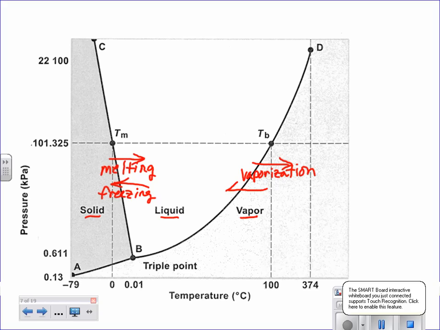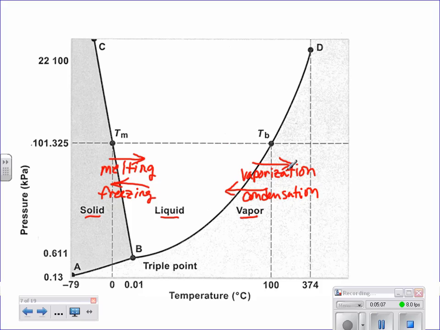And if it's a gas turning to a liquid, we are going to call that condensation. And then the last little line segment we have is a solid going directly to a gas without going through that liquid phase, and that's going to be considered sublimation. Everybody's seen that with dry ice. That's the real common one that we see.